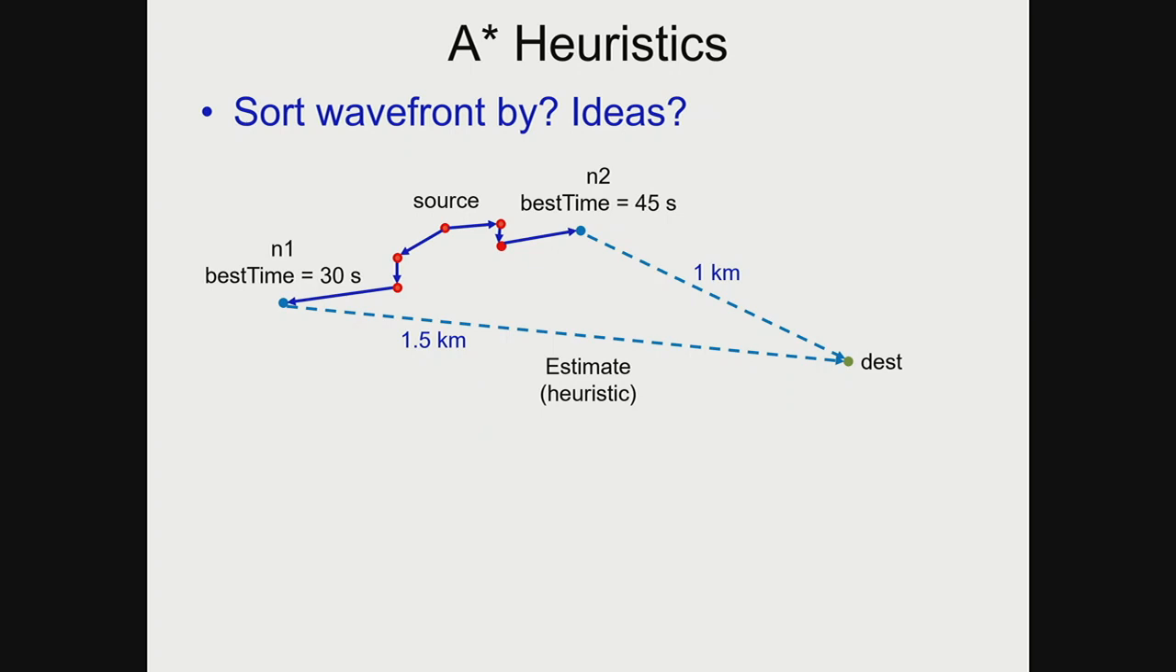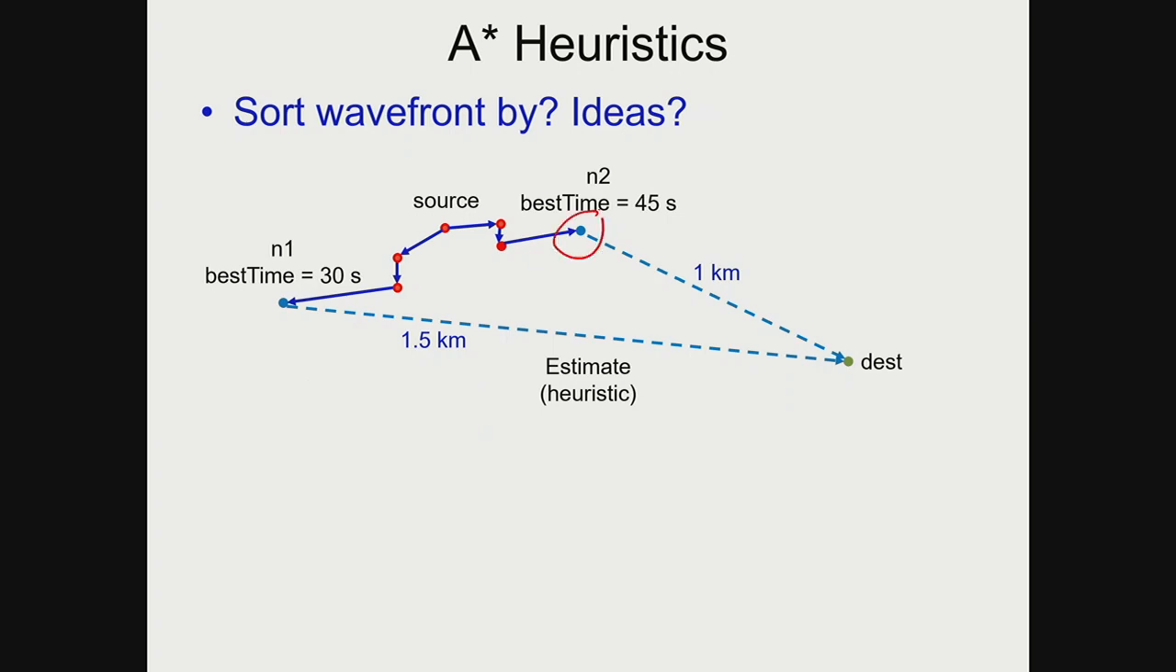Okay, so I've drawn out a little piece of a city map here. We're starting at the source. We've already done some exploration. So I've already found all these nodes, and I've pulled them off the wavefront, and I'm marking them red to show I've basically found the best travel time to them already. I've stored that best travel time, so I know I've visited these nodes, and I'm not going to do anything with them unless I find a better travel path to them. So these ones are all basically done.